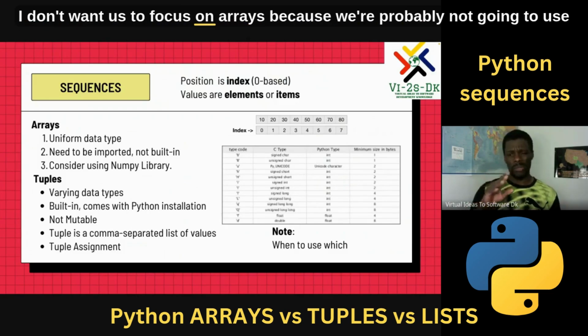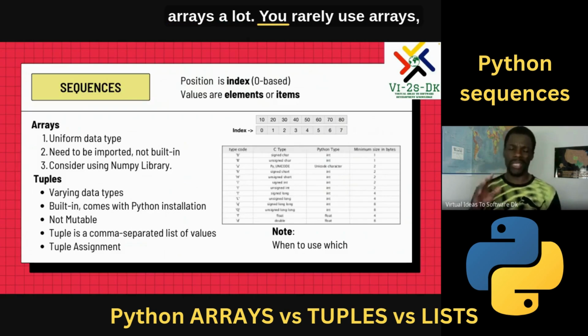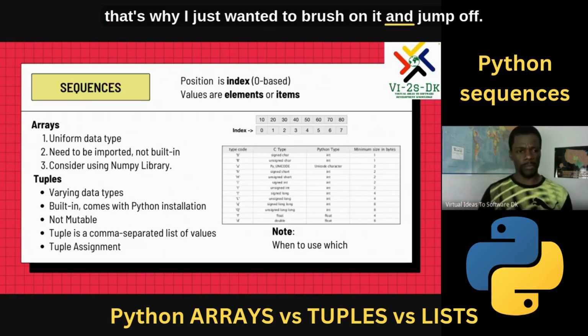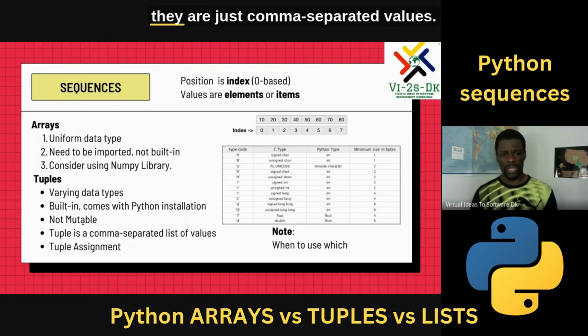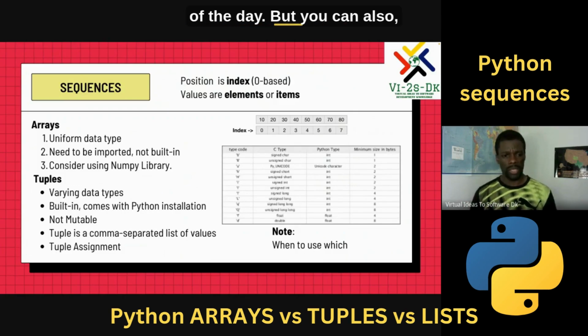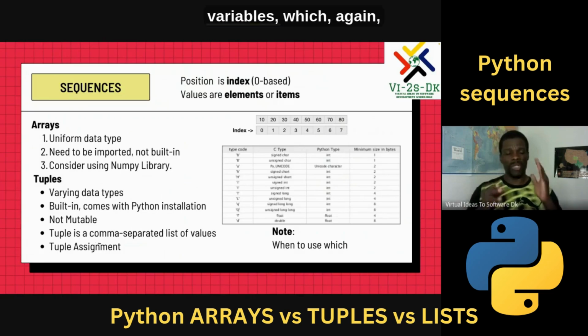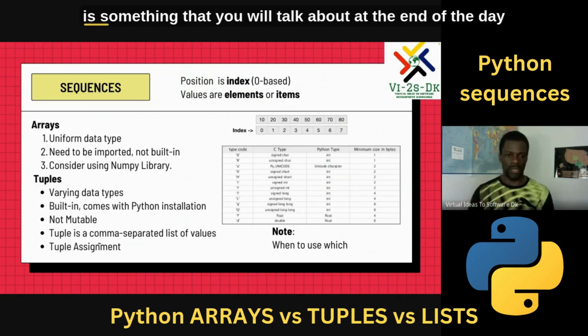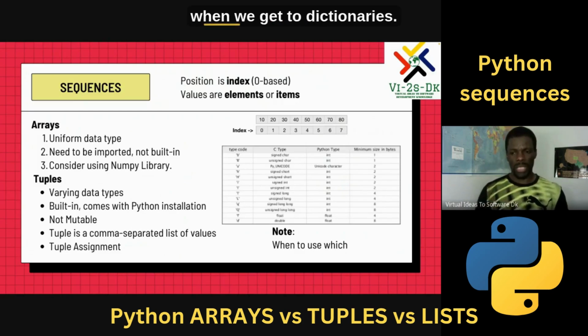I don't want us to focus on arrays because we're probably not going to use arrays a lot. You rarely use arrays. That's why I just wanted to brush on it and jump off. And the tuples are just comma-separated values. We'll talk about how to create all of them at the end of the day. But you can also use tuples to assign multiple variables, which again is something we'll talk about when we get to dictionaries.